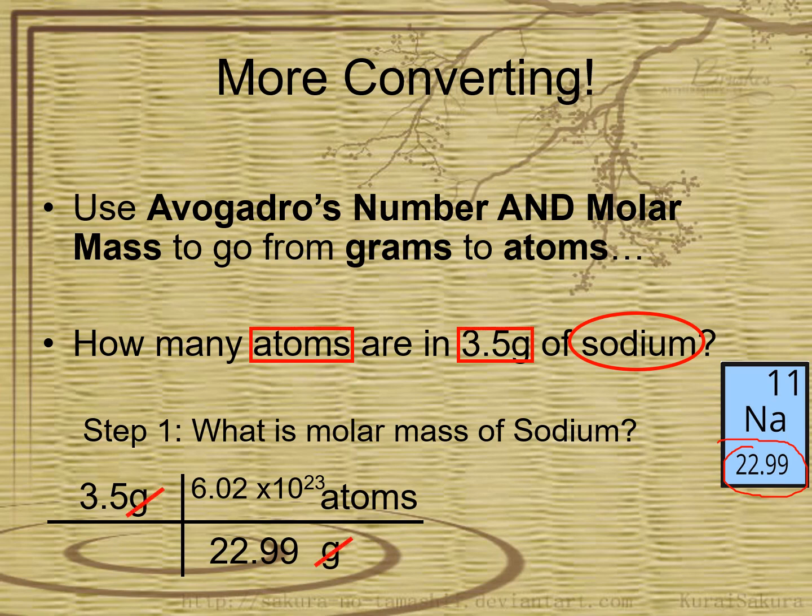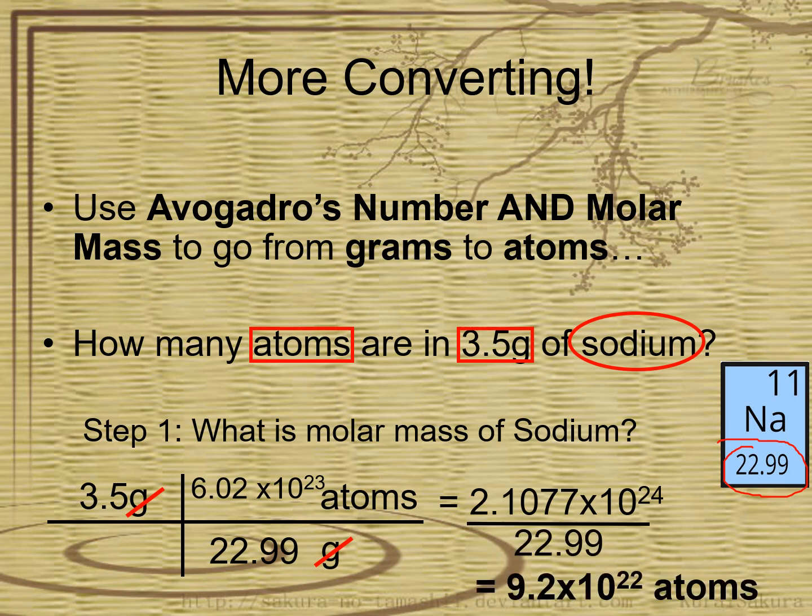So we cancel the grams out, and we're going to put this in our calculator and come up with the answer. So I want you to pause the video, put this in your calculator, and see if you come up with the same answer. Okay, so we're going to multiply the top numbers together, and then we divide it by 22.99. And so the answer you should have got was 9.2 times 10 to the 22nd atoms. Now, 9.2 is rounded off because we can only have 2 significant figures right there.